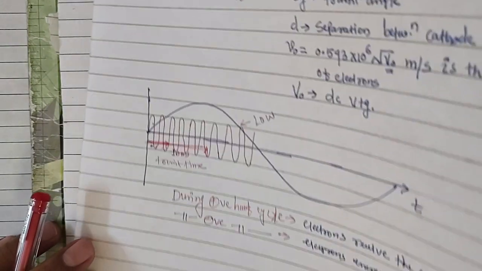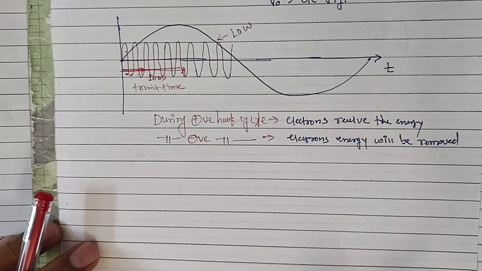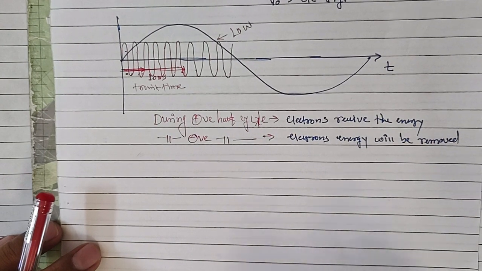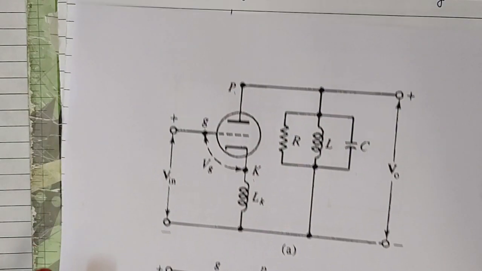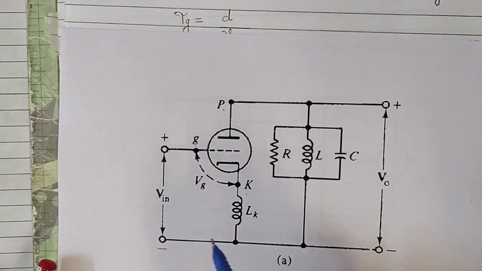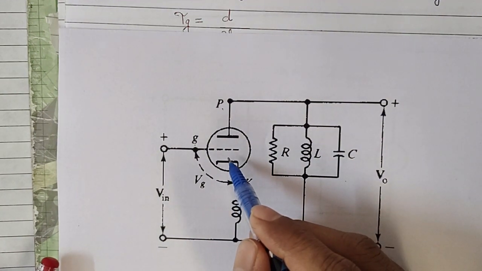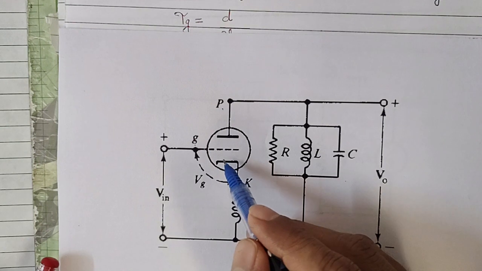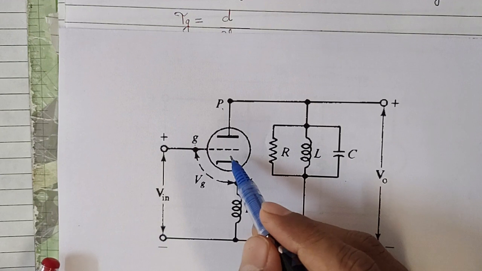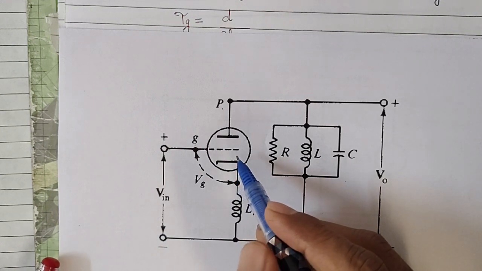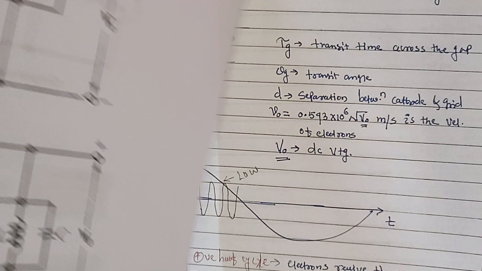So solution to avoid transit angle effect is that we could apply very high DC voltage which is V0, and then once you have given very high DC voltage then electrons can travel with very high velocity, and later on you can modulate their velocity, which is indeed the principle of operation of all microwave tubes. So this is about transit angle effect.